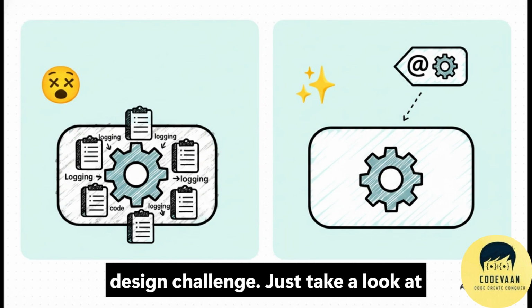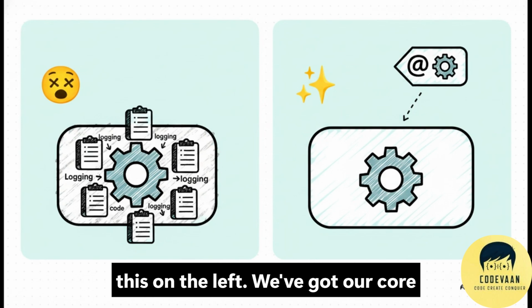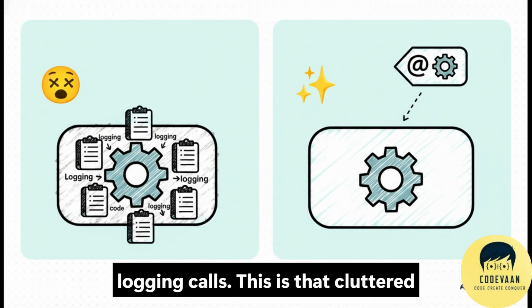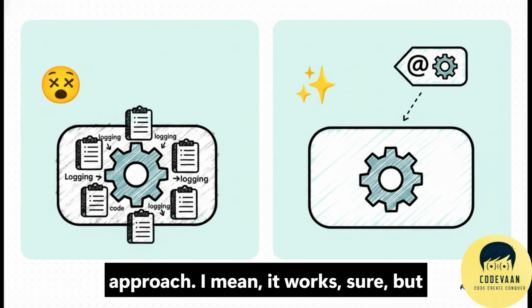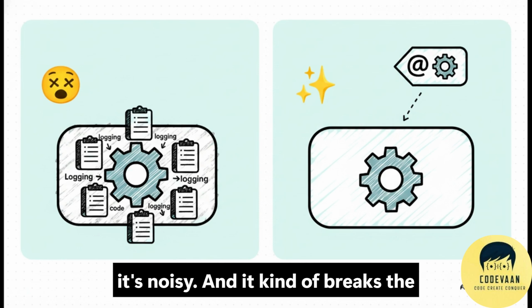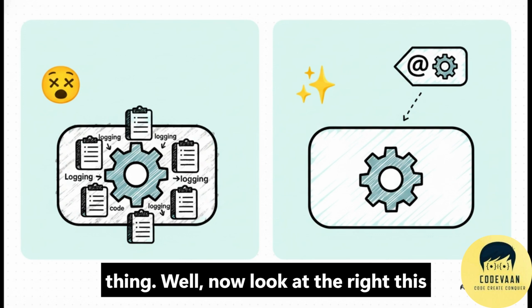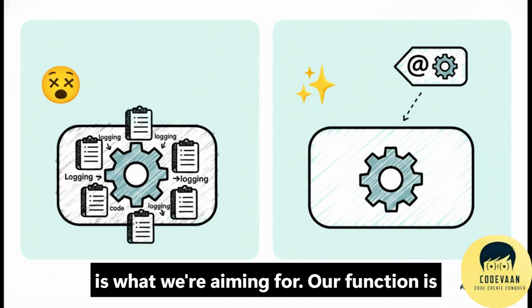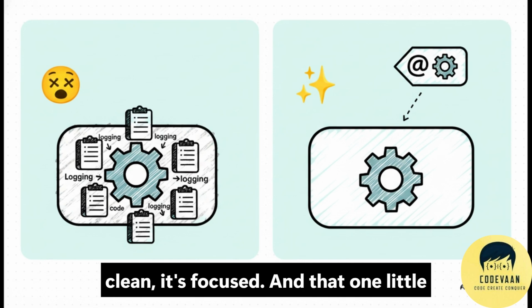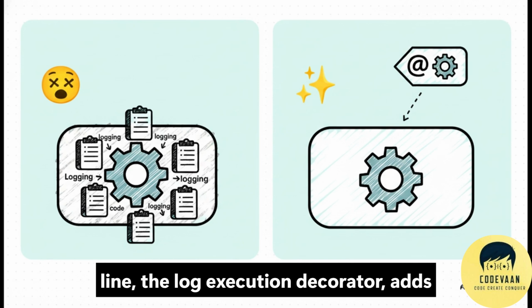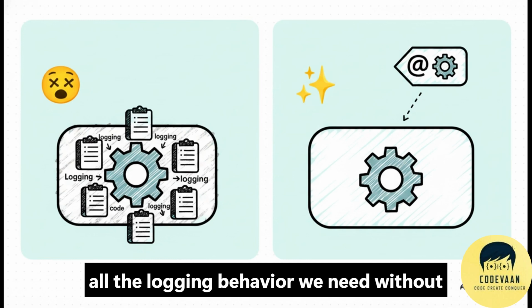Just take a look at this. On the left, we've got our core logic literally sandwiched between logging calls. This is that cluttered approach. I mean, it works, sure, but it's noisy, and it kind of breaks the whole idea that a function should do one thing well. Now, look at the right. This is what we're aiming for. Our function is clean, it's focused, and that one little line, the @log_execution decorator, adds all the logging behavior we need without ever touching the function's insides.